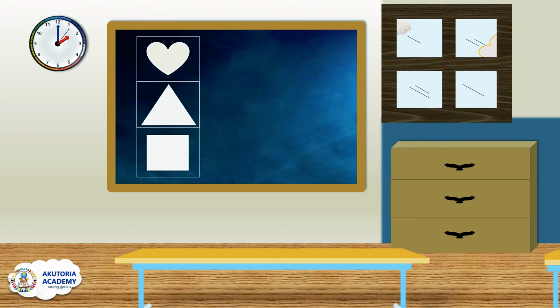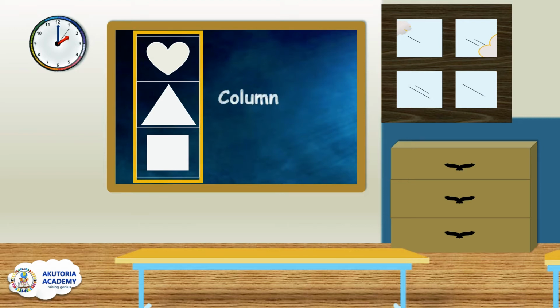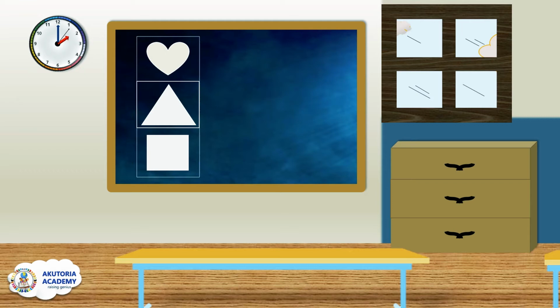Now let's take a look at another example. We have a column here. A column is just like this big bar here, so it's not something new. In the column we have three shapes: the heart, a triangle, and a square. What space is the heart occupying? What space is the triangle occupying? And what space is the square occupying?